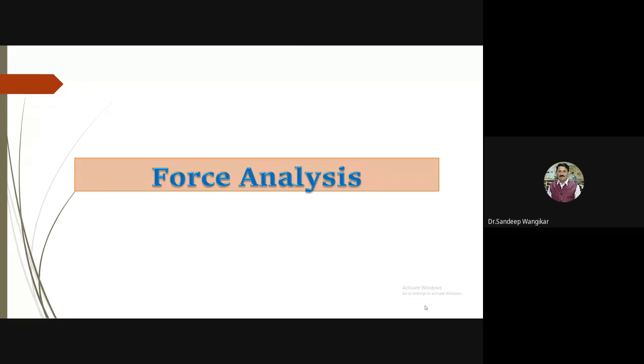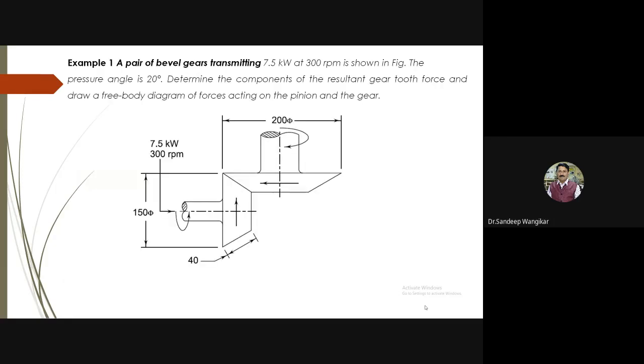Today we will be discussing one numerical related to force analysis. We have already discussed that in the force analysis of this particular bevel gear, the force is supposed to be acting at the center. The radius is called RM, the mean radius, and there are three forces, PT, PA and PR. We have also discussed the free body diagram for these forces. So let us have a numerical based on this.